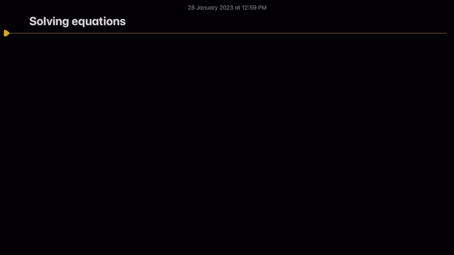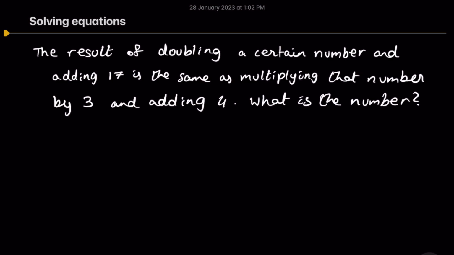Now how do you solve problems leading to equations? For example, you have this problem. The result of doubling a certain number and adding 17 is the same as multiplying that number by 3 and adding 4. What is the number? We have to make an equation for this problem. So let's say that that number is x.